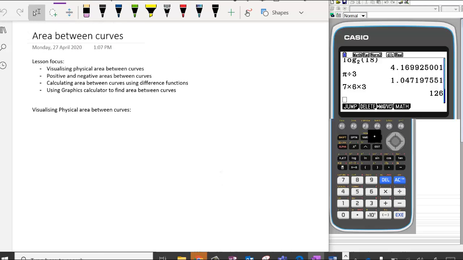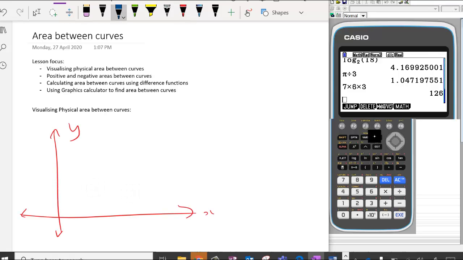In this lesson we're looking at area between curves. Essentially, we're focusing on the process we'll have to cover in order to calculate an area between curves. But we'll start by simply visualizing the physical area between two curves. If we set this up, we have a Cartesian plane with two functions.